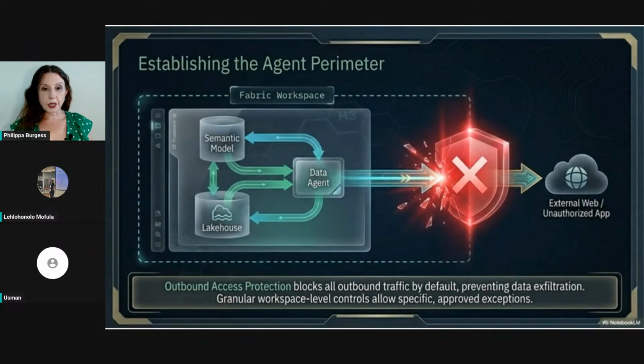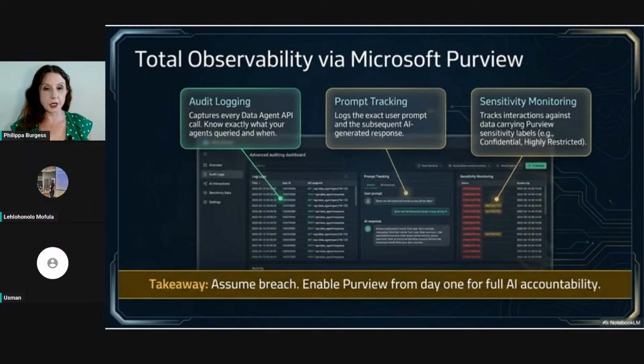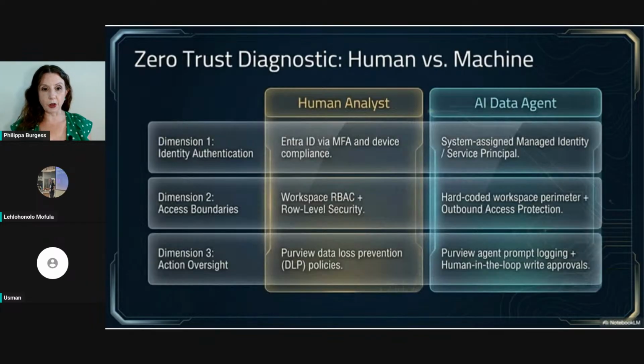And establishing the agent perimeter. Again, these are things we're going to talk about today. So outbound access protections: block all outbound traffic by default, preventing data exfiltration. Granular workspace level controls allow specific approved exceptions. And you've got total observability via Microsoft Purview. So you have your audit logs, your prompt tracking, and your sensitivity monitoring. So assume breach and enable Purview from day one for full AI accountability.